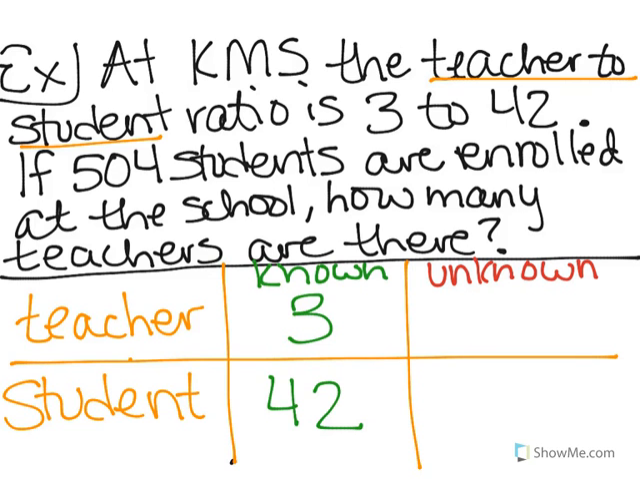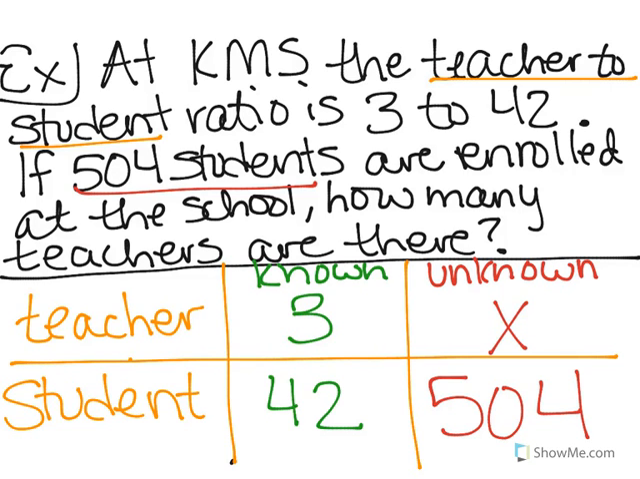Okay. They give us that there are 504 students that are enrolled. But we want to find out how many teachers that would be. So if it's unknown, we will put a variable. A variable is any type of letter you want to choose. Okay? A variable just means that we put a letter in place of a number. So I'm going to put X because that's the most common unknown variable that we could put.